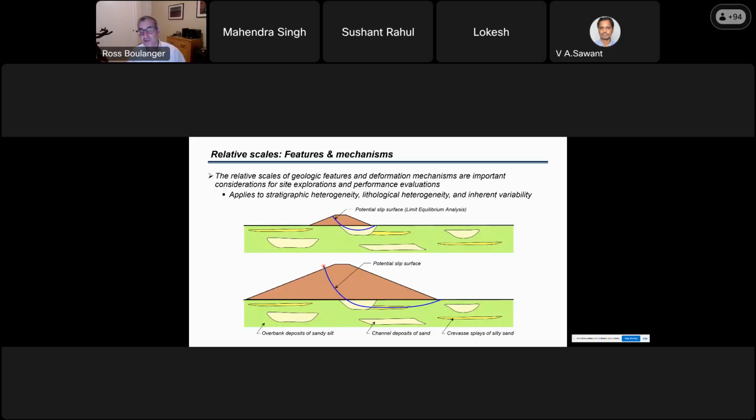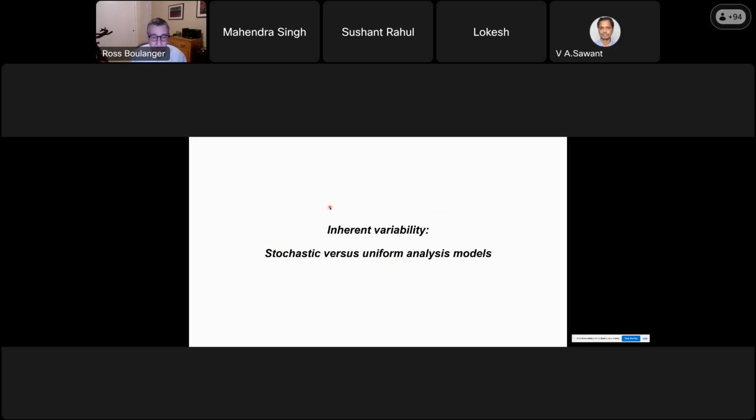If you have a larger structure, the failure mechanism is larger and it averages the shear resistance over a larger volume. A larger volume has a smaller uncertainty in its average resistance. And you're going to see this come up in some of the stochastic modeling that we're going to go through. But it's very important, and this applies to whether we're doing stratigraphic heterogeneity, lithological heterogeneity, or inherent variability. Scale of the structure affects how we interpret properties.